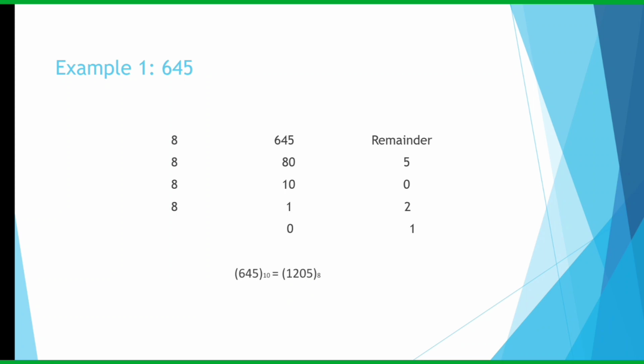We write the remainder column from down to up like this. So here the conversion of the decimal number 645 to the octal number system is 1205.